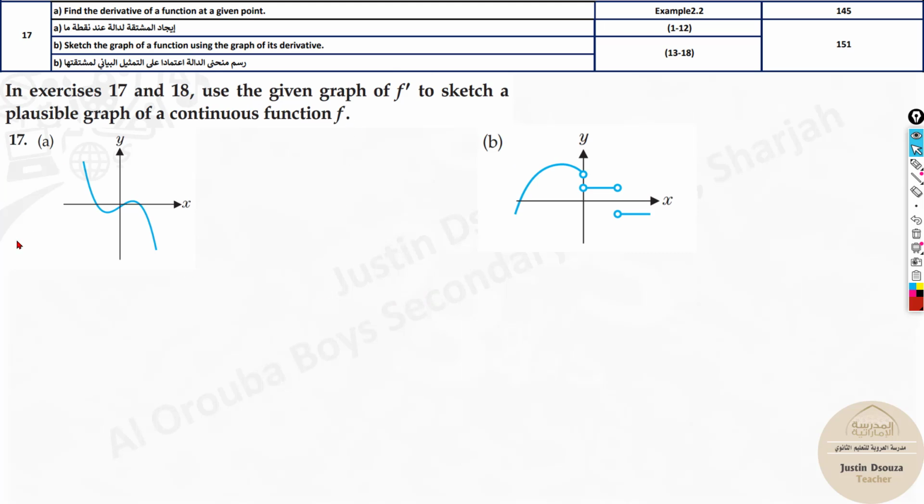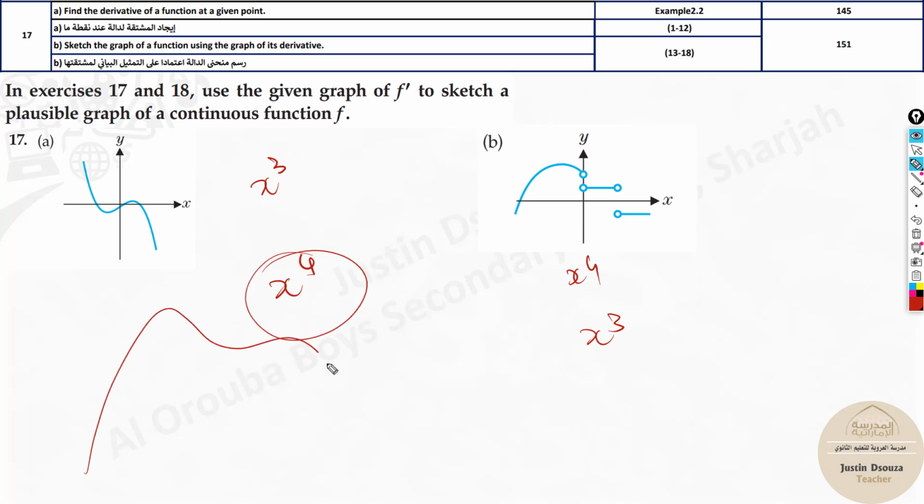Here, this is the derivative. Maybe this is a cubic graph. When we find the original graph, it will be one degree higher. In the sense, if this is cubic, the original graph should be x to the power 4, because only when we differentiate x to the power 4 do we get x to the power 3, right? So the original function must be x to the power 4. That means it's like a parabola with undulations.